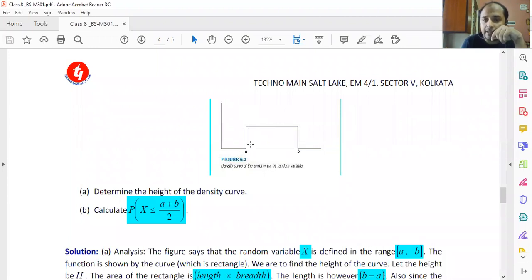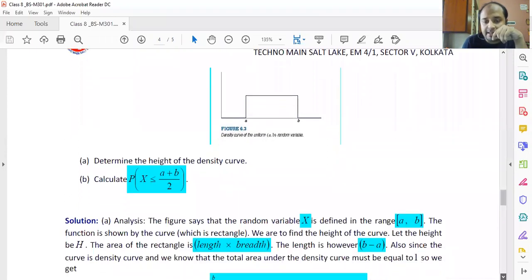I am going to find the height of this particular density curve and the corresponding probability that x takes the value a plus b by 2. How to do it? Now, since it is a rectangle and the function is only defined in this particular range, and we know that a rectangle's area is given by the formula length into breadth, we have to use this particular property to calculate the height of the rectangle. If we calculate the height of the rectangle, the value of the probability density function will come out.